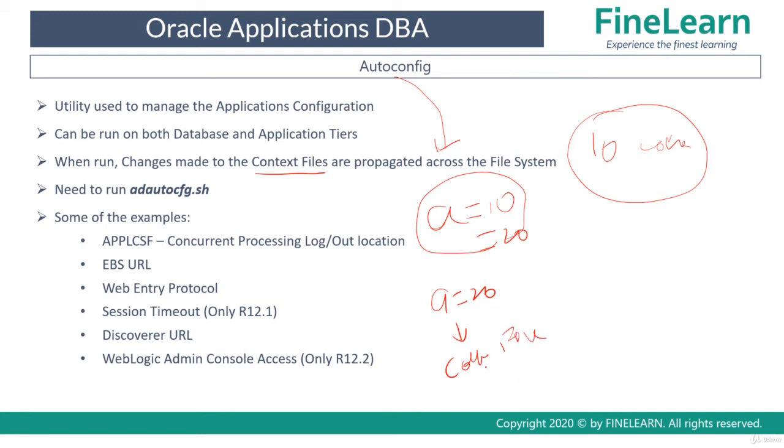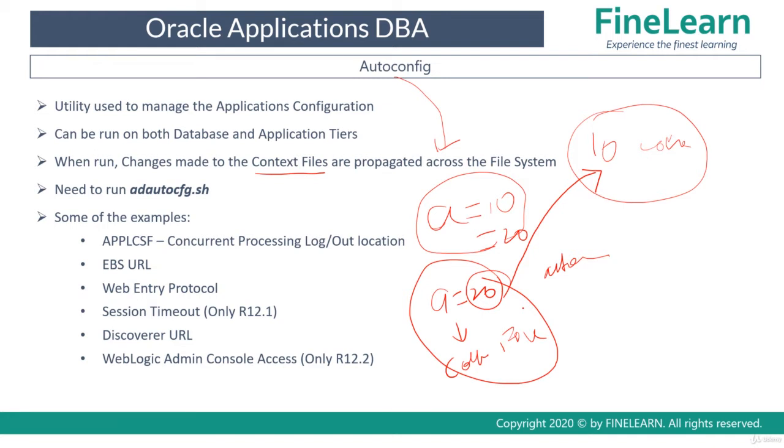Once you modify it in the context file, you run autoconfig. Autoconfig will check the changes in the context file, take this change, and propagate it across all the other configuration files automatically. So the apps DBA does not have to update any configuration files across the file system, because there will be thousands of configuration files. The responsibility of modifying the configuration files automatically is for autoconfig.